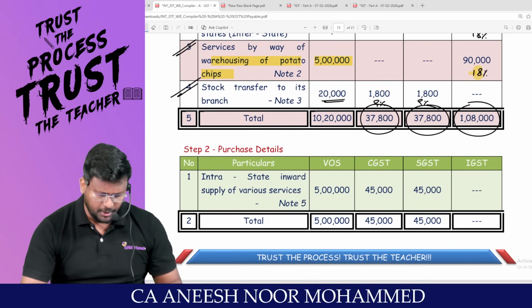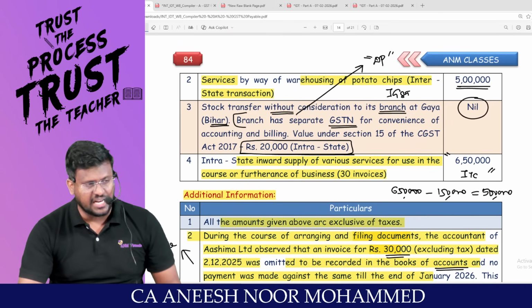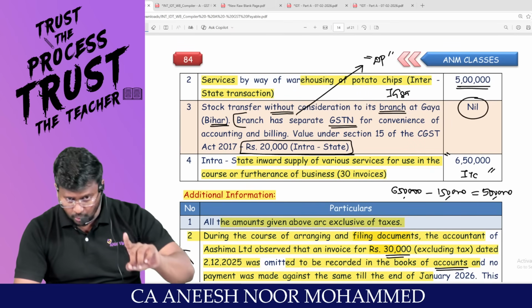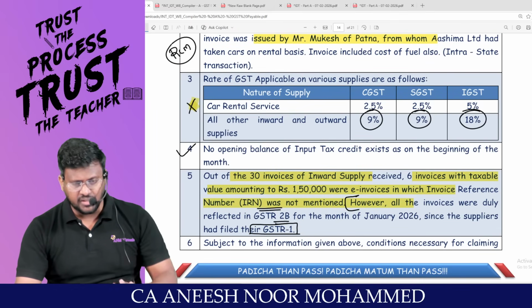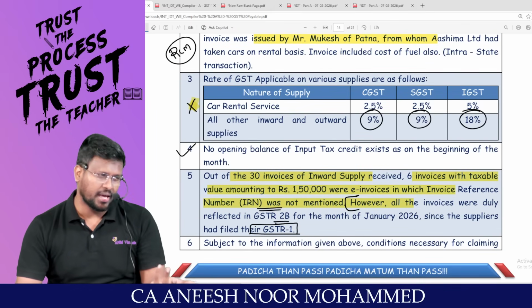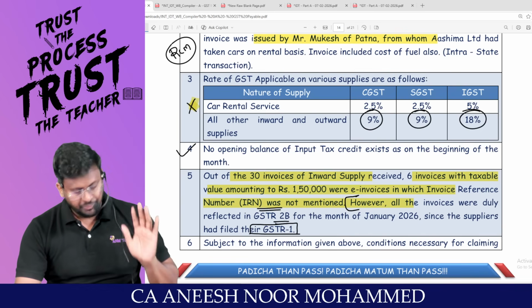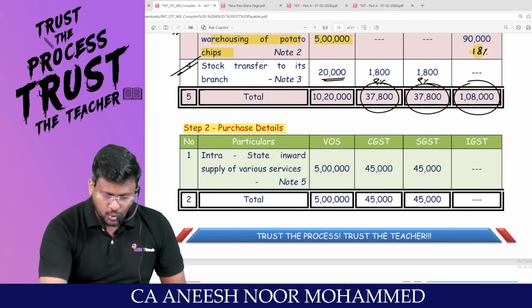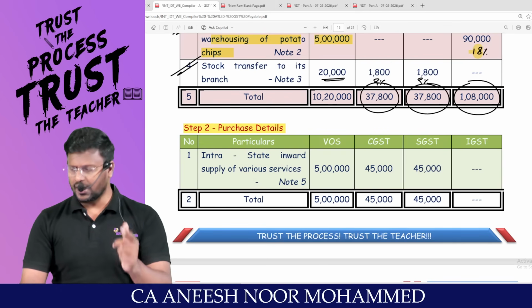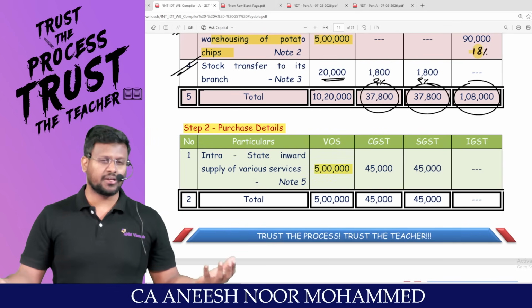Are you feeling comfortable? Step number 2 is the purchase details. Actually, we purchased for 6,50,000, which comprises 30 invoices. In those 30 invoices, sir, 6 invoices are e-invoices. For those 6 invoices, there is no IRN. Then those invoices are not valid tax paying documents. So for this 1,50,000, we are not entitled to take ITC. So 6,50,000 minus 1,50,000 comes to only 5 lakh, on which we are entitled to take the ITC.